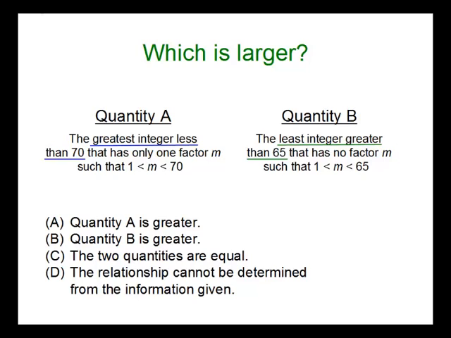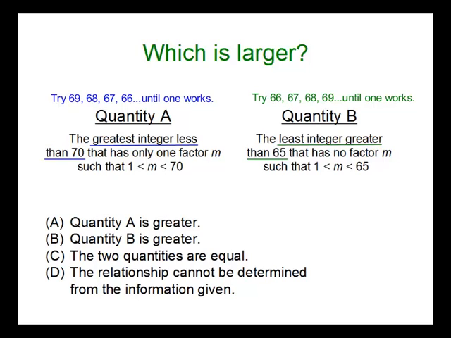So if we want to look at the greatest integer less than 70 that meets a requirement, we're going to start at 69 and check the numbers in a decreasing fashion. Likewise for quantity B, if we want the least integer greater than 65, let's test out 66 first. And if that doesn't work, we'll test out 67. So that we're always trying the least integer greater than 65 that we haven't yet checked. All right, so we're going to count down on quantity A. We're going to count up on quantity B.